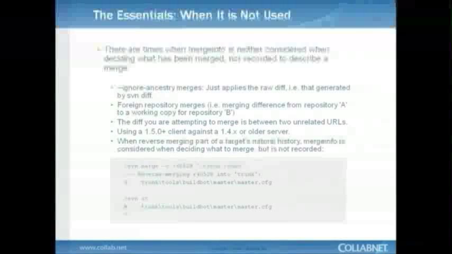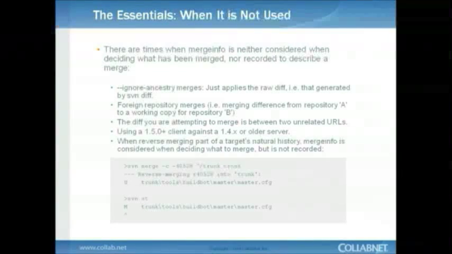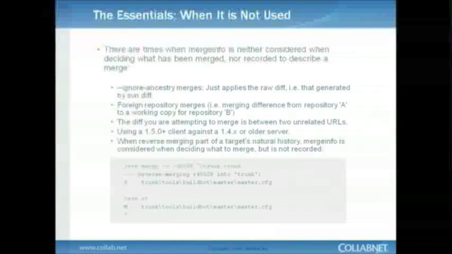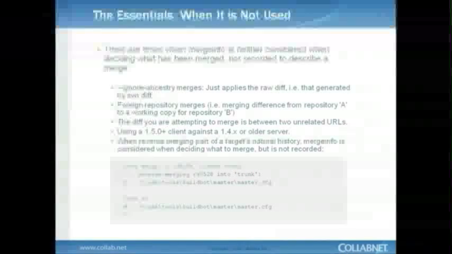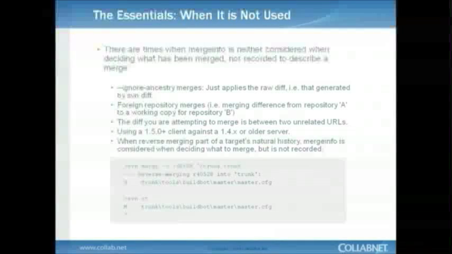Third, if you are merging the difference between two unrelated URLs, for merge tracking to take place, the two URLs must share a common ancestor. Lastly, if you're using a 1.5 or 1.6 client against a 1.4 or older server, merge tracking doesn't work at all there. There is also one case where merge info is considered but not recorded.